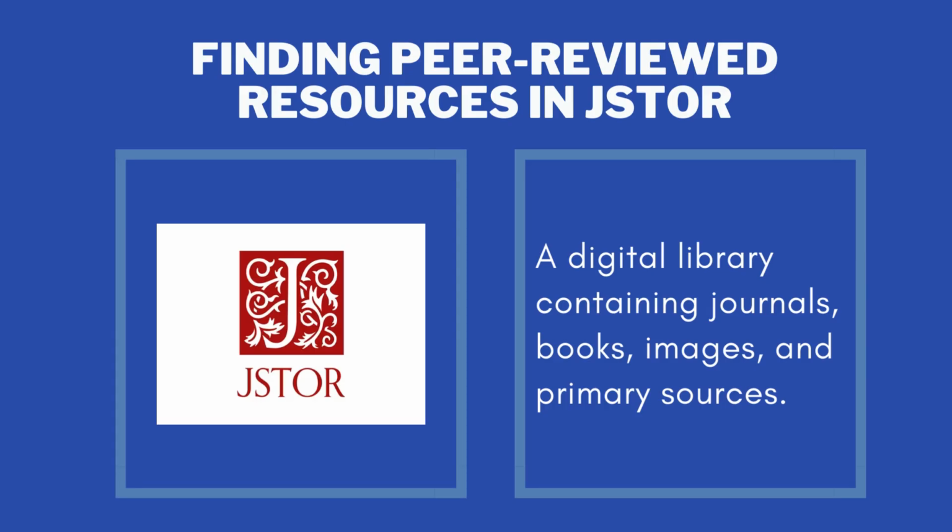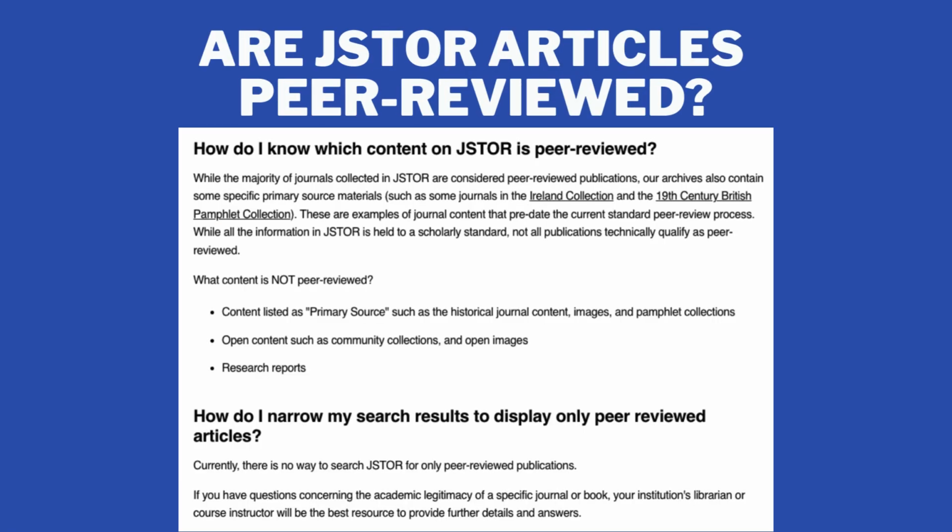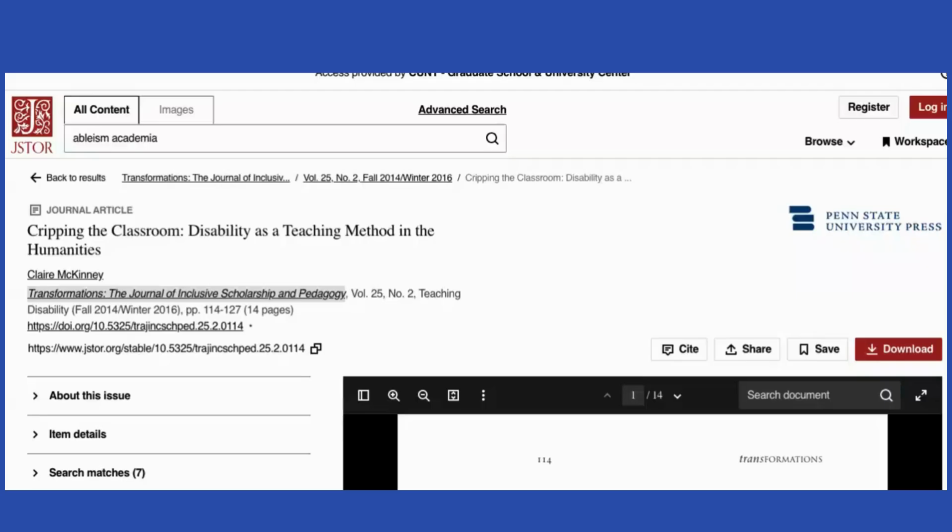Next, we will look at JSTOR, also under A to Z databases. Finding peer-reviewed content on JSTOR is slightly less straightforward than some other databases. Most of the journals collected here are peer-reviewed. Primary sources on JSTOR, in addition to open content such as community collections or open images and research reports, are not peer-reviewed. Though I can be assured that most journal articles on JSTOR are peer-reviewed, there are some criteria that I can examine to make sure.